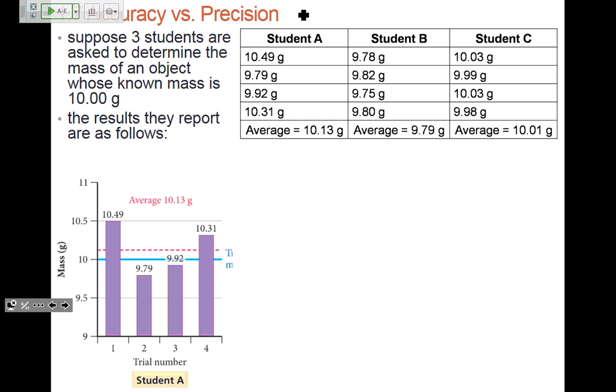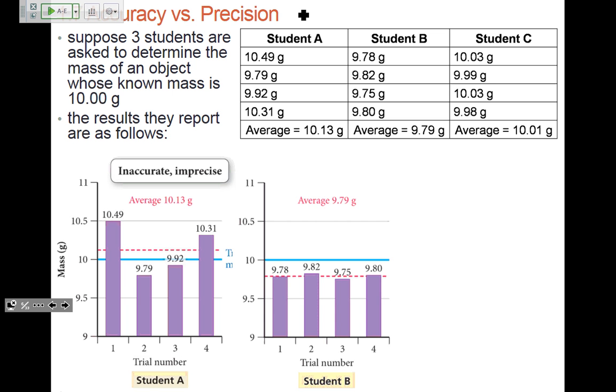So looking at that, if we know the known mass is 10 grams, and we look at student A's numbers, we can see that it's not very accurate, depending on what we consider accurate. So it's off. And we can also say it's not very precise. They're getting numbers kind of all over the board. Versus, we can look at student B. Student B is getting about the same measurement for all 4 measurements, but it's not accurate. So it's precise, but it's inaccurate.